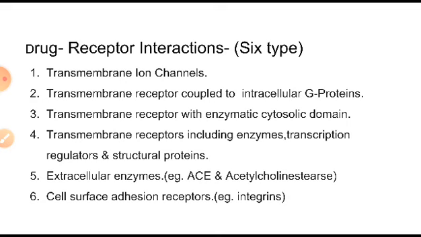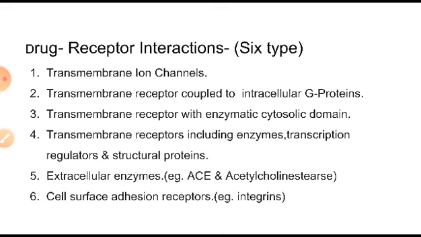Second is transmembrane receptor coupled to intracellular G protein. Another type of interaction is when the drug interacts with protein receptors that have one additional protein, which we call G protein. Third is a transmembrane receptor with enzymatic cytosolic domain. This means the drug binds to a receptor where one part of the receptor itself is an enzyme. It will not activate another enzyme. The cytosolic domain of the receptor has the enzymatic capability.